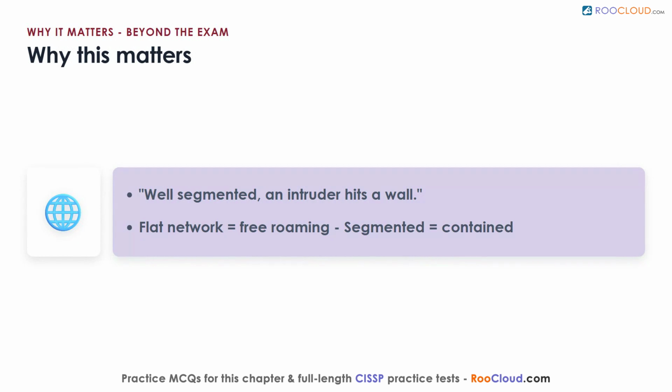Imagine an attacker who compromises a single workstation in your building. If your network is one flat space, they can roam freely to your servers. If it is well segmented, they hit a wall. Designing those internal boundaries and knowing which technique to use where is core architecture work you will do repeatedly.